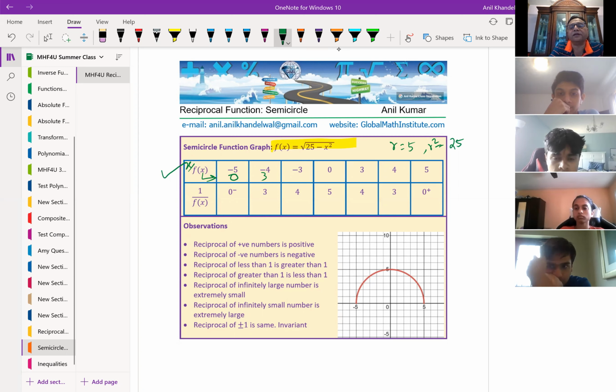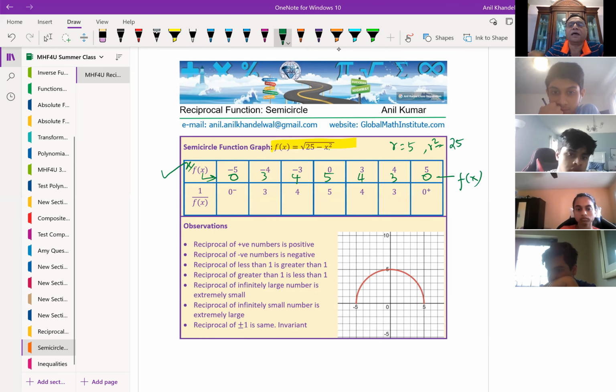If I put minus 3, 25 minus 3 squared, which is 9, will give you the square root of 16. So that will be 4. If I substitute 0 here for x, in that case, we get the square root of 25, which is 5. For 3, we'll get a value 4. For 4, we get 3. And for 5, we get 0. Is it clear? So these are your f of x values, and the first ones which I've written here are x values. Is that okay? I have a question.